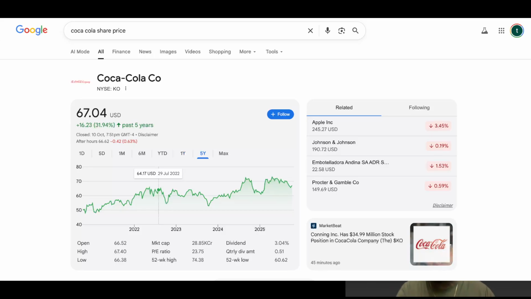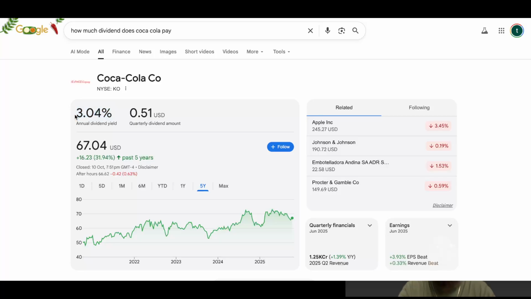So how much dividend does Coca-Cola give? It gives 3.04% per annum. Now some might not like it, they want more money. Some might like it because it's easy money. It's up to you, but that's why people invest in such companies. Going to the next category now.